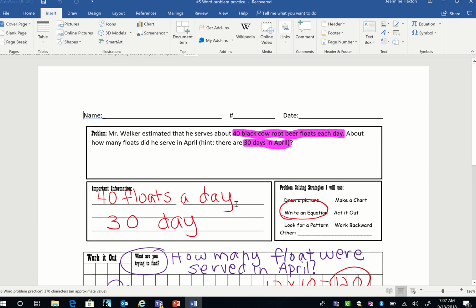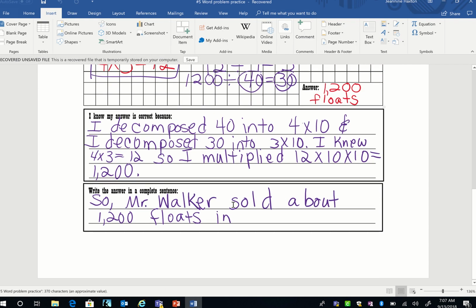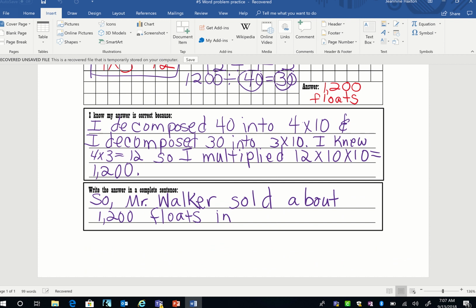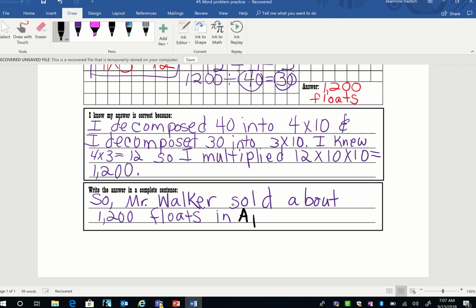Okay, well, my program crashed. Hopefully it's mostly still there. Okay. April. Now it's going to write in black, but that's okay. And that's how you go about solving the word problem for this week.